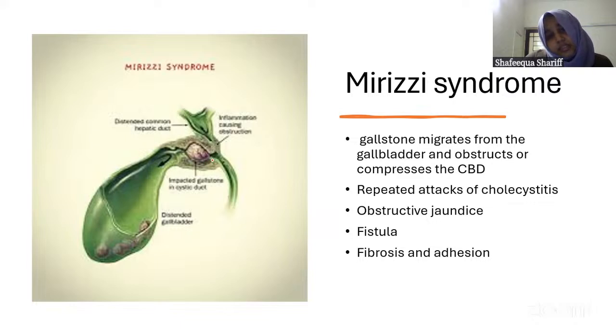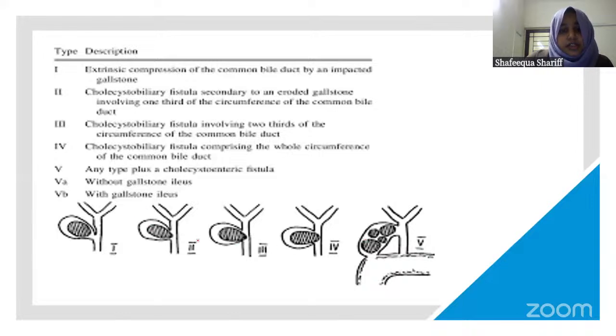And once it keeps on eroding the wall, it may form a communication, that is, a fistula may be formed. Repeated attacks usually form fibrosis and adhesion. So these are the different grades of Mirizzi syndrome. In the first, there's only an extrinsic compression of the common bile duct. In the next, a cholecystobiliary fistula, the gallstone has eroded only one third of the circumference of the common bile duct. So a cholecystobiliary fistula has formed.